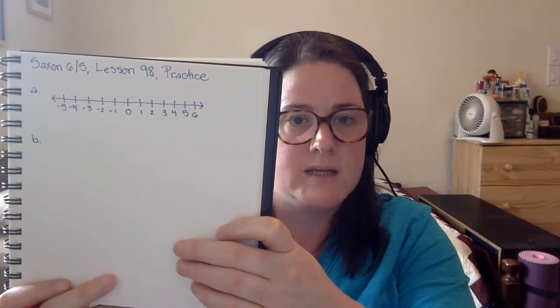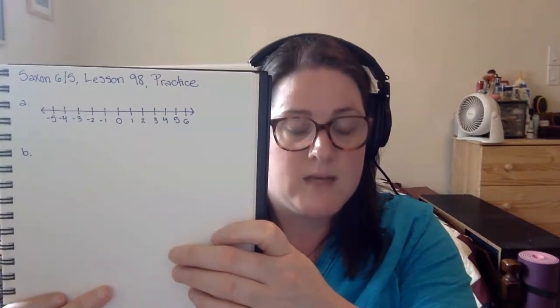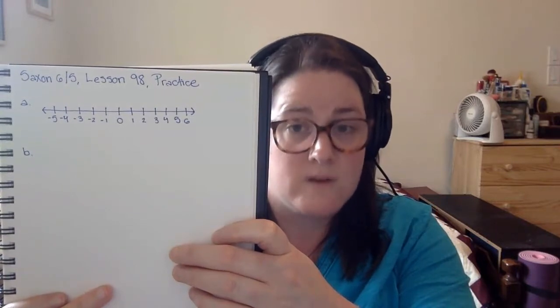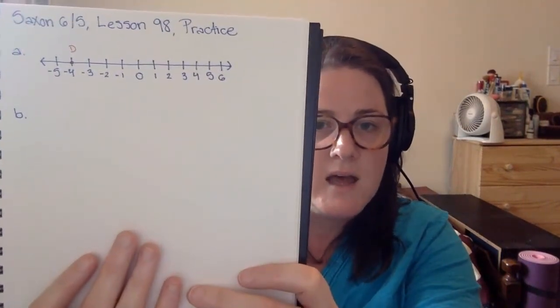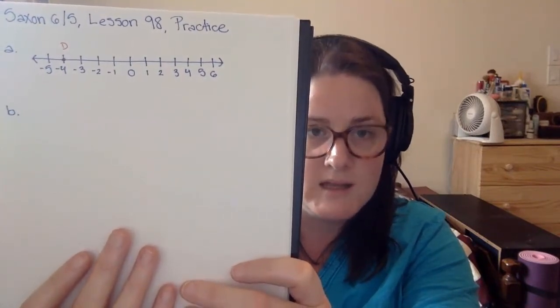We are going to do our practice. Our practice is starting on page 509. Question A asks us to draw a number line and put a dot at -4. Label the dot with the letter D. So this is my number line that I drew, which is just a line. And notice that my negative numbers, my numbers that are less than 0, have a minus sign in front of them, and that's what indicates that they are negative. So for point D, I put a point on the number line at -4 and I labeled it D.